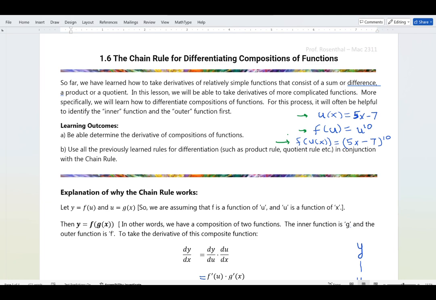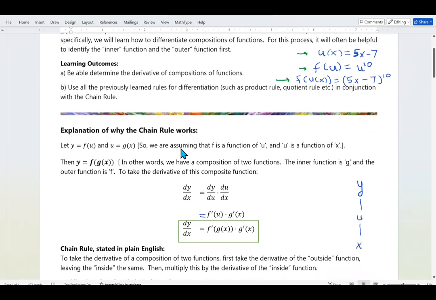We're looking for a simple way to differentiate compositions of functions, and the chain rule will be the answer to that problem. So let me show you, first of all, the rule, and then we're going to do lots of examples.